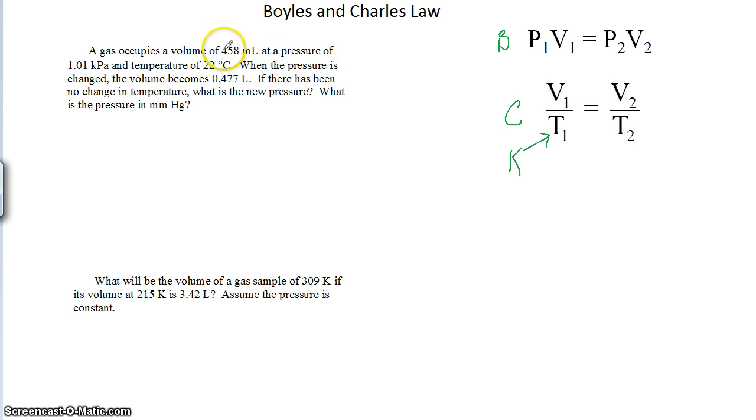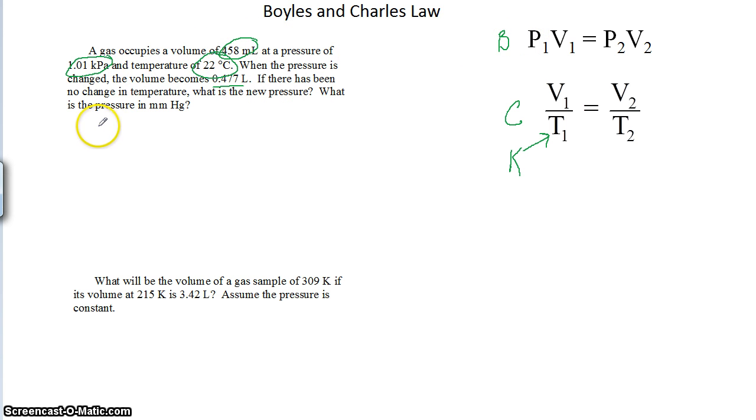Here I have a situation where a gas occupies a volume of 458 milliliters at a pressure of 1.01 kPa and a temperature of 22 degrees C. Now if I need to use temperature in my problem, I'm going to have to right away turn that into Kelvin, but I actually don't in this problem, so we'll just keep going. The pressure is changed, and the new volume is 0.477 liters. If there's been no change in temperature, which is why I don't have to worry about it, what is the new pressure? So I have a volume and a pressure, and I am changing the volume. What's the new pressure?